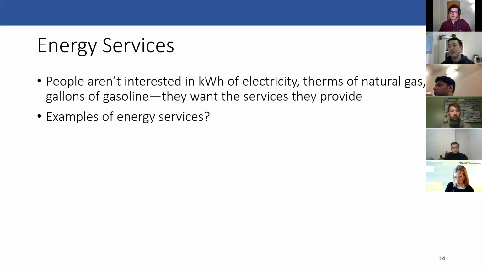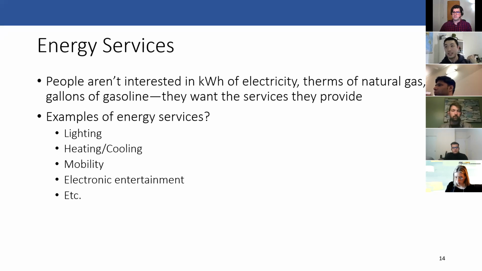Okay, examples of energy services. These are things that these kilowatt hours, therms, or gallons of gas can actually provide, right? So what are these? Things like lighting, heating and cooling, mobility, electronic entertainment. These are the points of the system that often aren't going to be included in a lot of the modeling, even in the modeling that we do, but are considered really the type of service that you want at the end of the day.